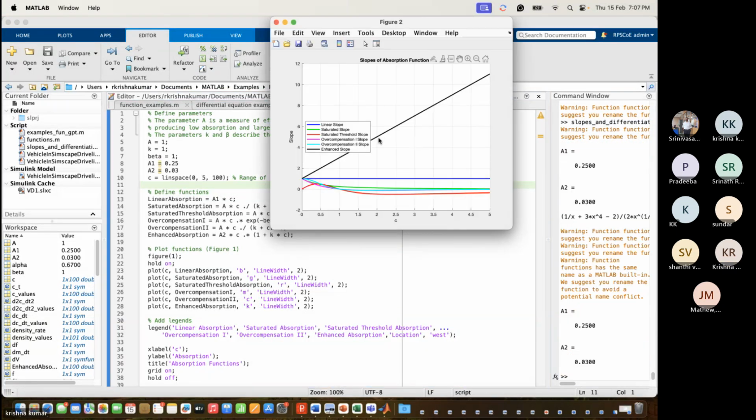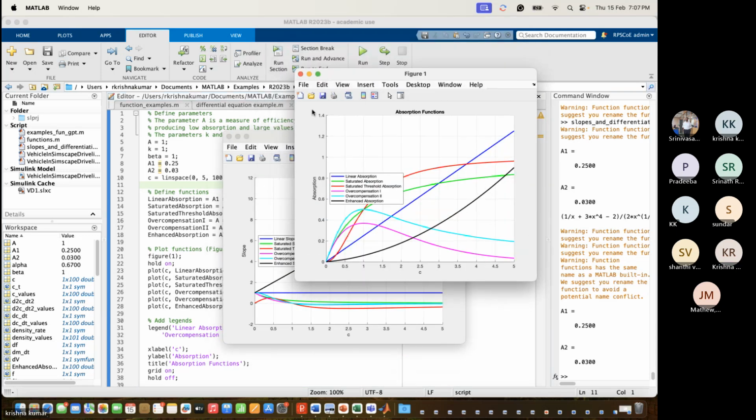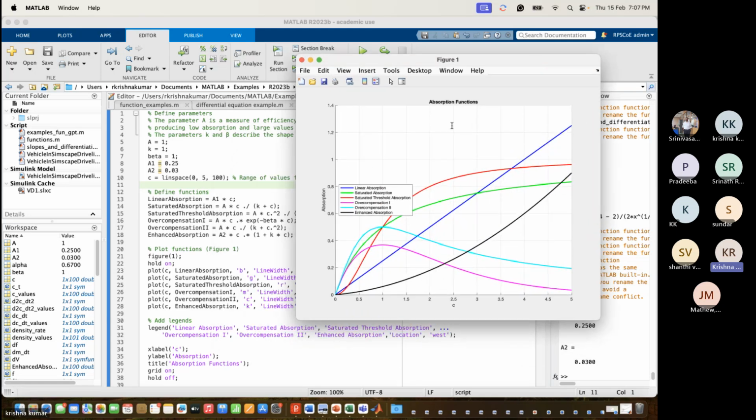Now, what are these functions? The functions are the following. You can see 6 graphs. The first one you can see here is called linear absorption.